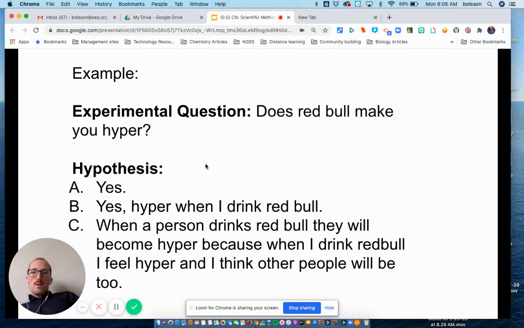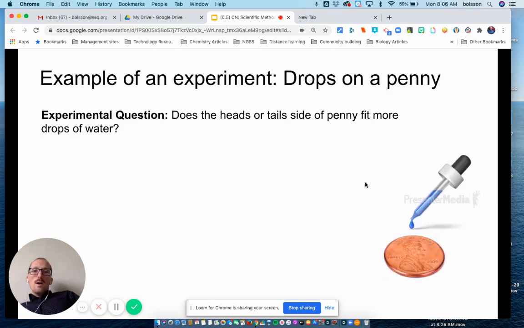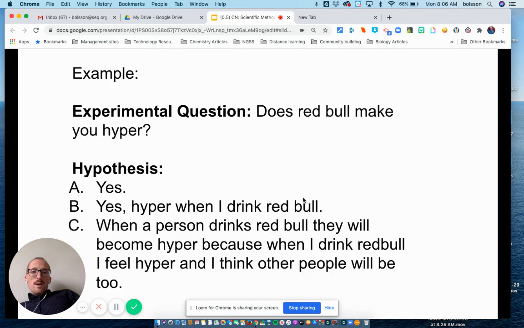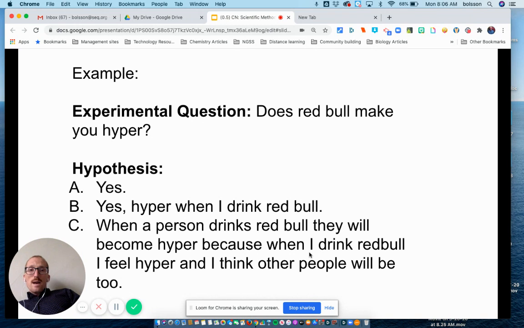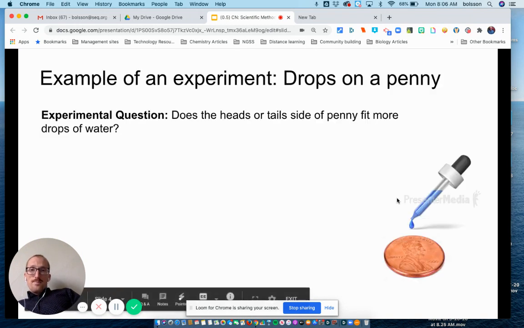So A, yes. B, yes, hyper when I drink Red Bull. C, when a person drinks Red Bull, they will become hyper because when I drink Red Bull, I feel hyper, and I think other people will be too. Go ahead and respond to this. Okay, so if you said C, you were correct because it's a complete sentence. It is testable because I can actually drink Red Bull or do an experiment with Red Bull. And it has a reasoning there for it.